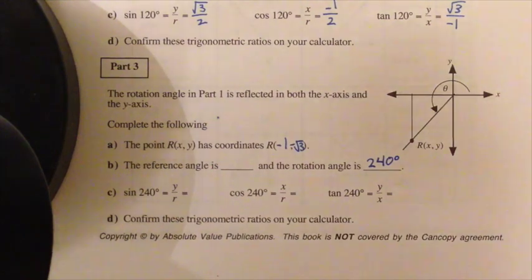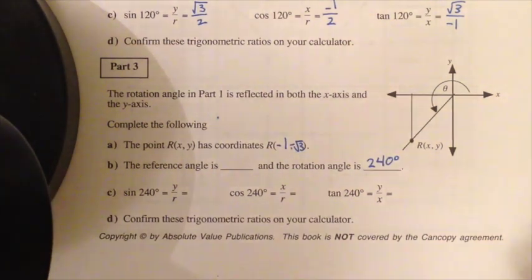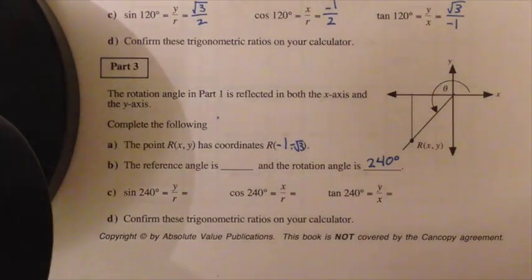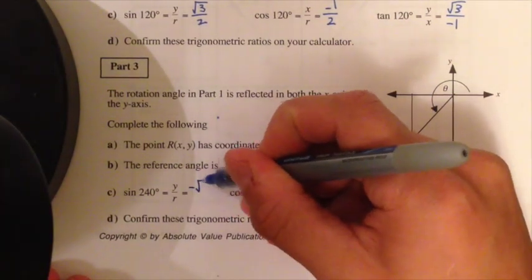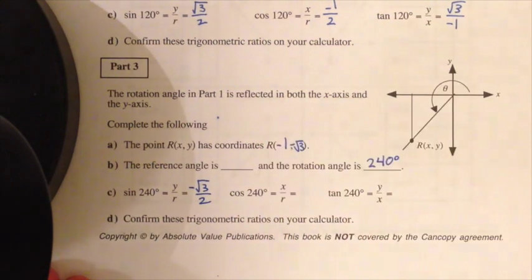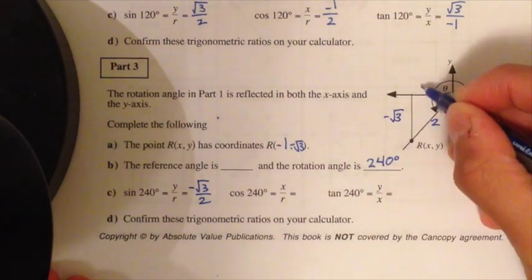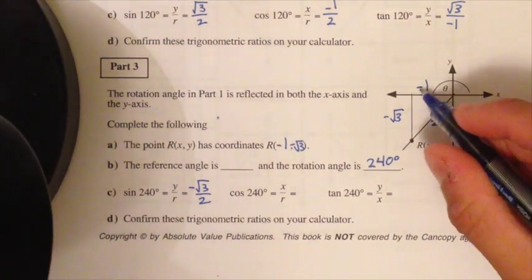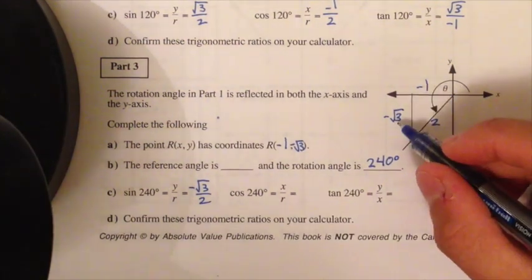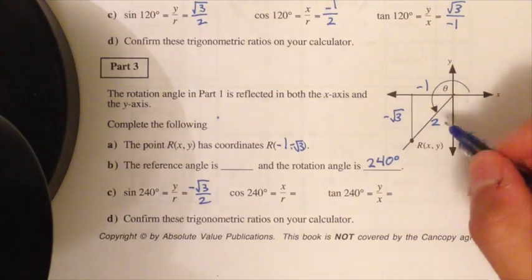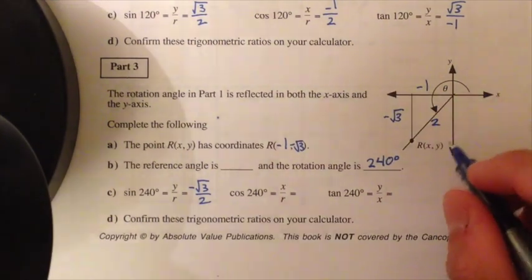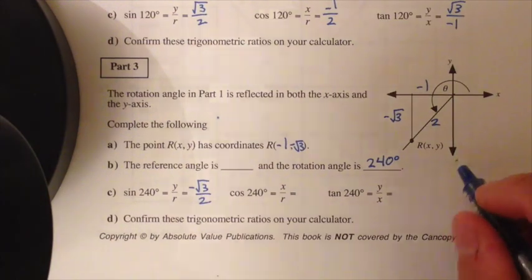And so we need to do the exact same thing. We need to list our trig ratios for sine 240, for cosine 240, and tan 240. And so these are going to be the exact same. We're going to have negative rad 3 over 2, which is my value of r. Let me just put all of these in here so we don't get confused. Negative 1 for my x value, negative rad 3 for my y value, and 2 for my r value.